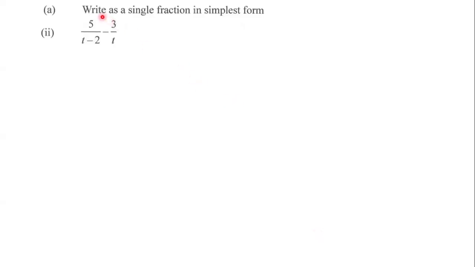Here, our goal is to write as a single fraction in simplest form this expression that we have here. Indeed, we have 5 over t minus 2, minus 3 all over t. Our goal is to ensure that the denominators are the same.